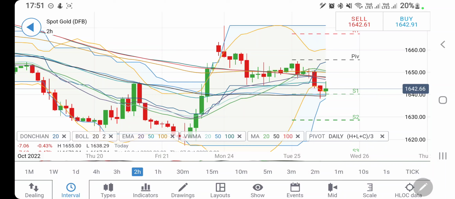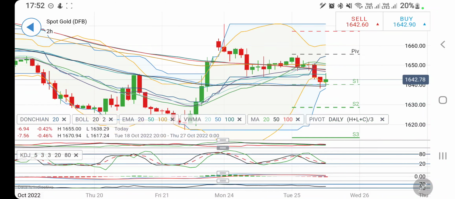Yes, you have to trade with a trailing stop loss. Remember this fact: the only buy position today is above 1650 levels. If you see it trading above 1650, you can definitely remain long for 1654 and then 1658 levels. Beyond 1660, definitely it will try to fly high.